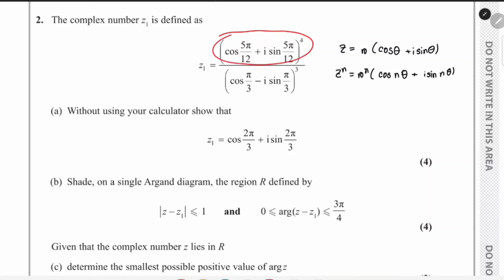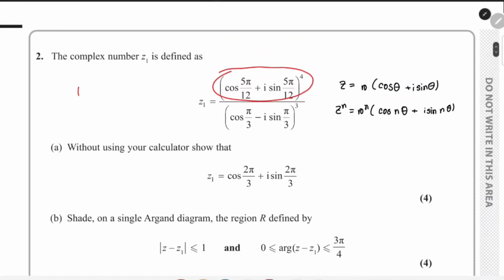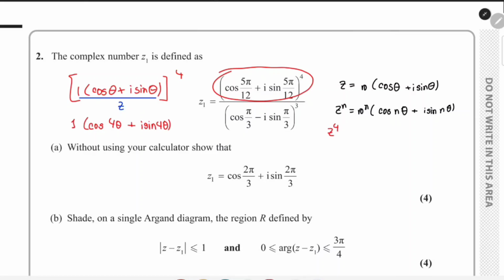Now this expression on the top can be represented as 1 times cos theta plus i sin theta to the power 4. This is just saying it's z to the power 4. If this expression inside is z, this is z to the power 4. Using De Moivre's theorem, I can write it as cos 4 theta plus i sin 4 theta. And we have 1 to the power 4 in front, but that doesn't change anything.